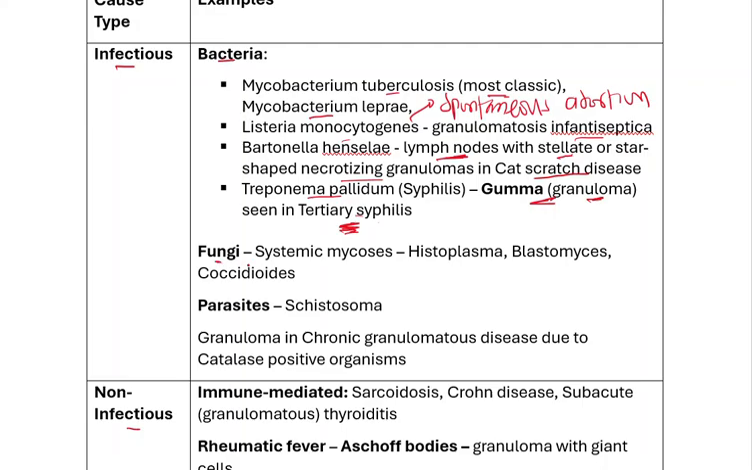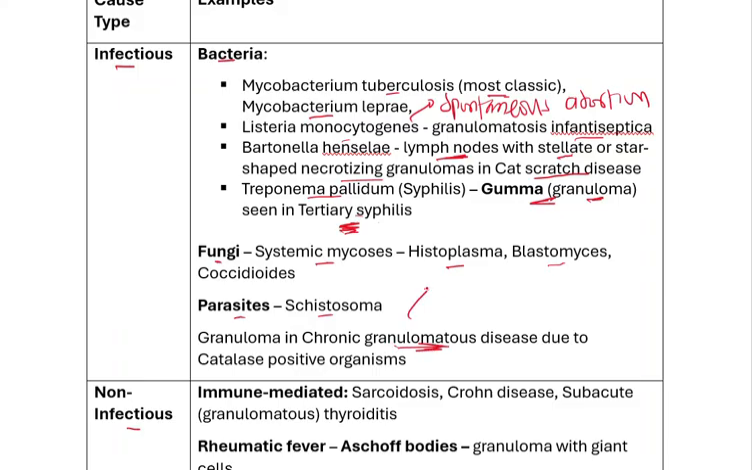Also fungal, right? Particularly systemic mycosis, for example Histoplasma, Blastomyces. So all of these could also cause what? Granuloma. Also parasites like Schistosoma haematobium. So that could also lead to granulomatous formation. Patients who also have chronic granulomatous disease, right?